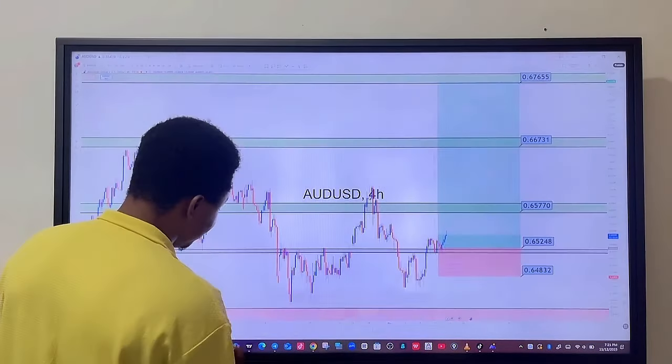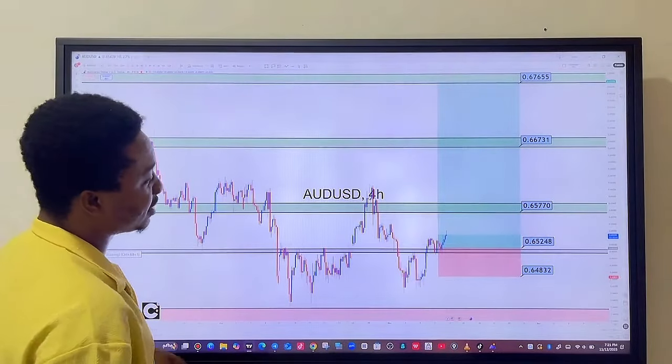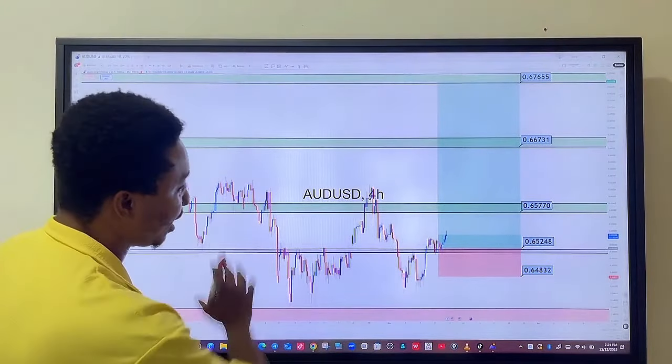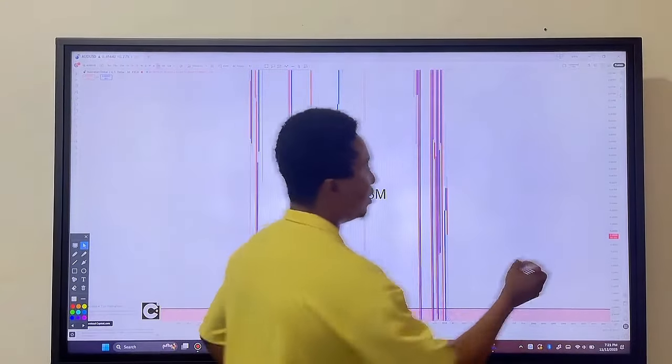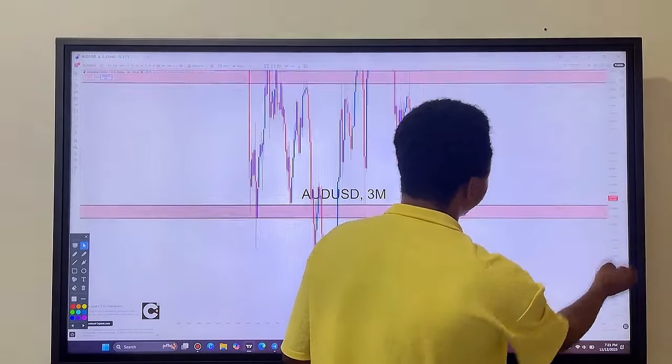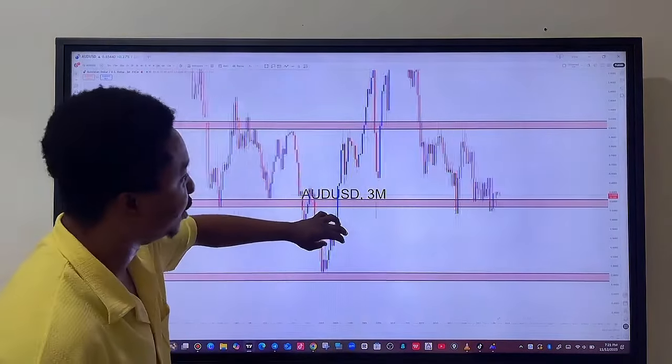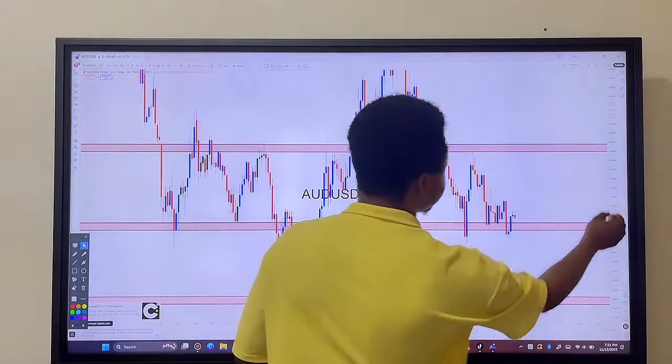Alright, let's go back. So like I said, this was the free signal that was dropped in the Telegram channel. But let's go over it again since I've been mentioned in the comment section and see if there's going to be more opportunities for more buys to the upside on AUD USD.